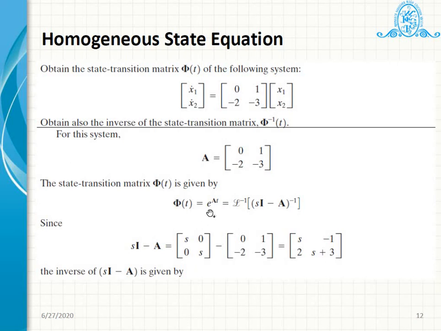So the state transition matrix phi of t is equal to e raised to at, which is equal to the Laplace inverse of this complete term. So sI minus A is determined first. I is an identity matrix. So the identity matrix multiplied by s gives us s, 0, 0, s, minus this A matrix. So we get s, minus 1, 2, s plus 3. So this is sI minus A.